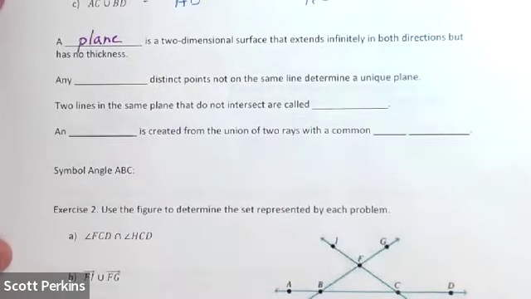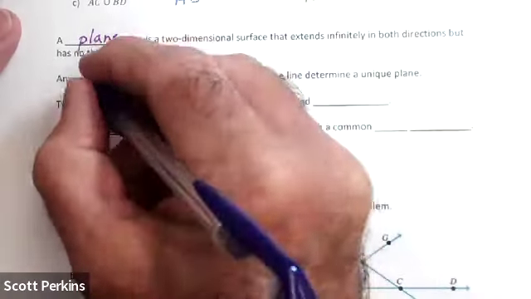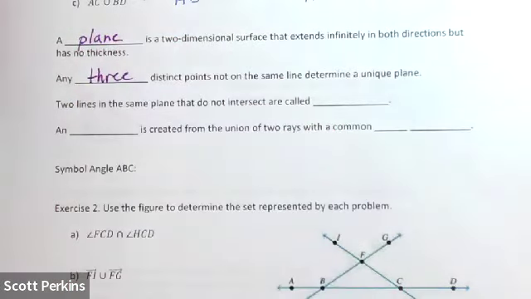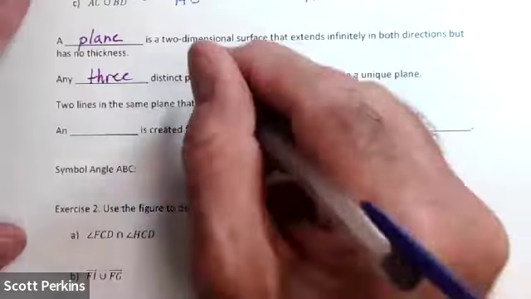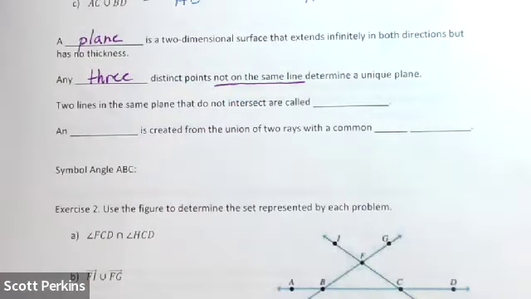If you're watching this on video, the same could be said for your computer screen. It is a portion of a plane. And if you had enough money and had an infinite computer screen, that would probably be pretty cool. So then, just like a line is determined by any two points, a plane is determined by any three distinct points not on the same line.